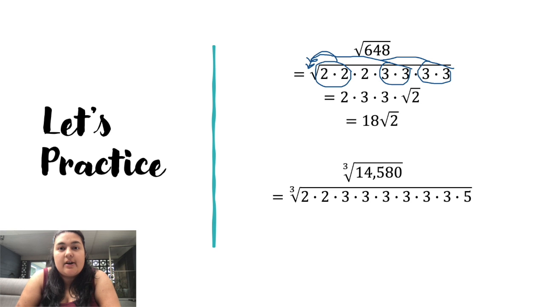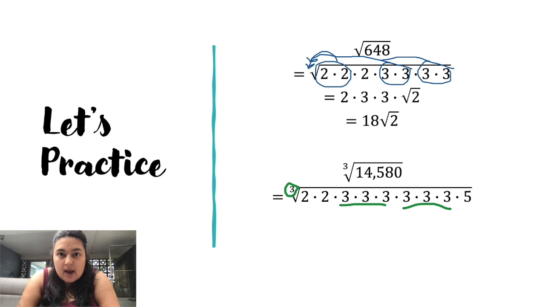Now it's just a matter of finding those 3 equal numbers, okay? 3. I cannot emphasize that enough. Let's find groups of 3. There's 1, and there's 2, and that's it. So the cube root of 3 times 3 times 3 is just 3.